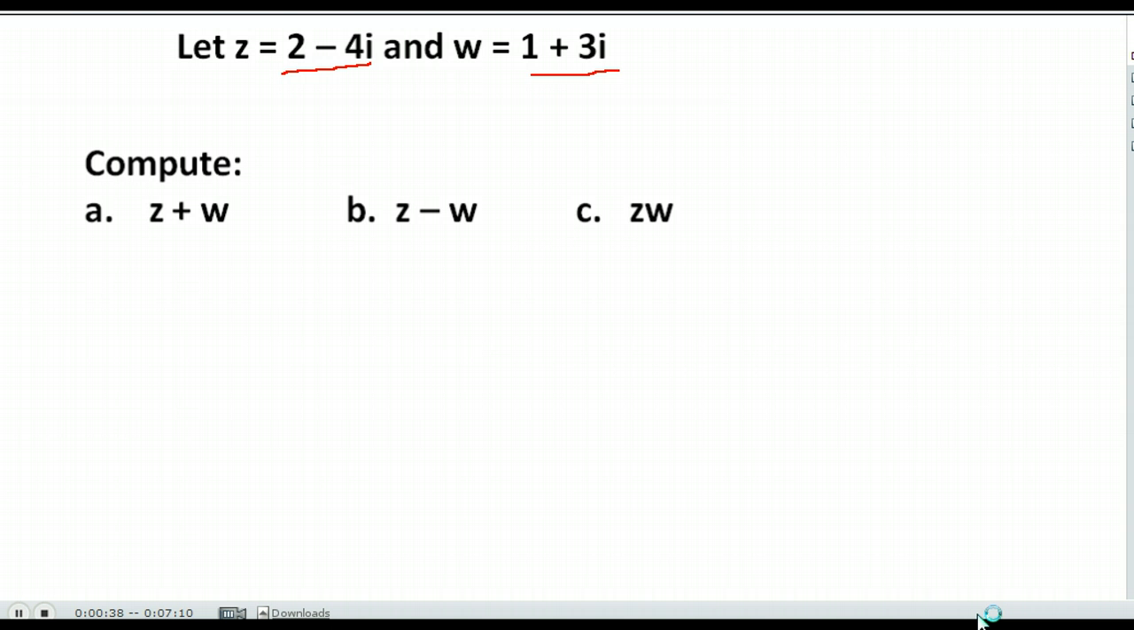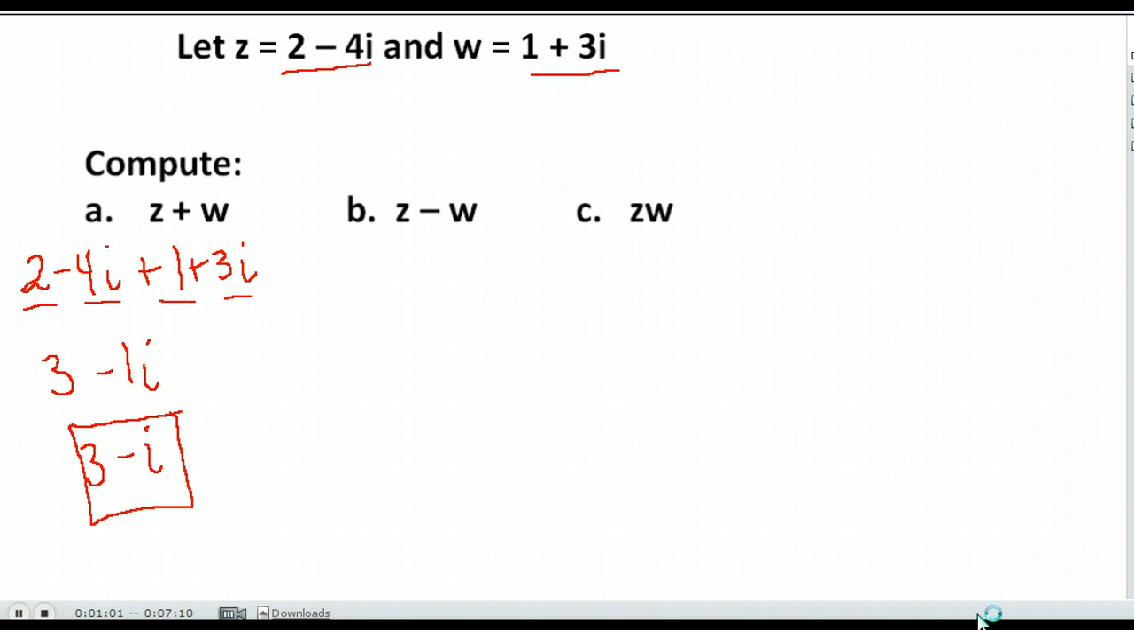So if I want to do z plus w, I would just write down z, 2 minus 4i, plus w, 1 plus 3i. I'm not going to worry about parentheses here because it was addition. And we just combine the real parts. 2 plus 1 gives me 3. And the imaginary part, negative 4 plus 3 is negative 1i. Or you can just write that as 3 minus i.